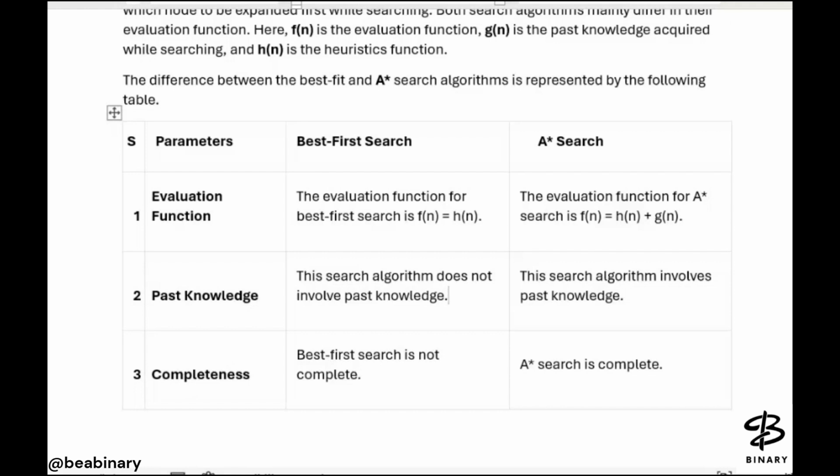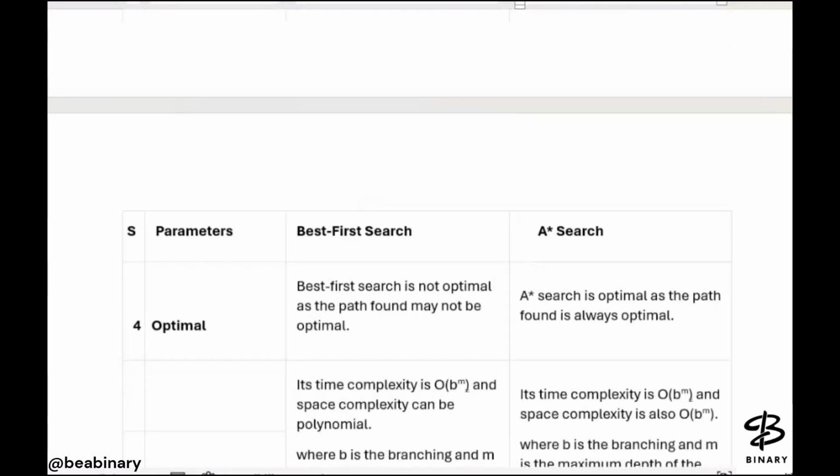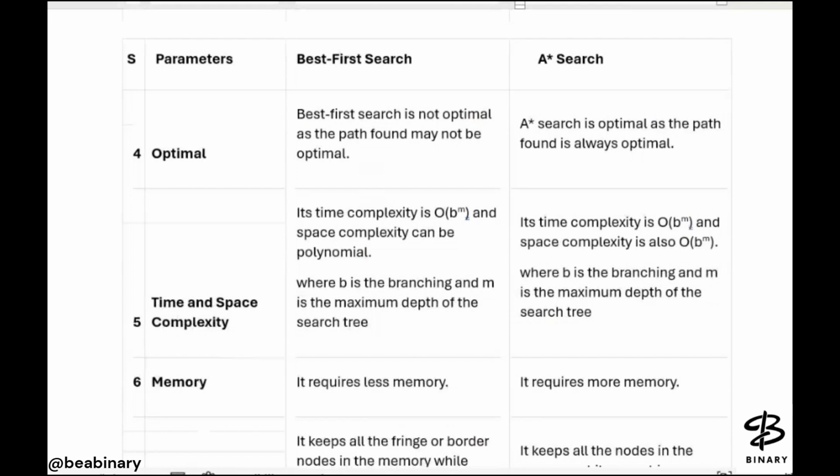As we have seen in the disadvantages of BFS, BFS is not always complete, but A asterisk will be complete. So BFS is not complete in terms of completeness, but A asterisk is complete as compared to BFS. Another parameter is the optimal solution, right? And the best difference is the time and space complexity that we will talk about. BFS is not optimal as the path found may not be optimal. A asterisk is optimal as the path found is always optimal.